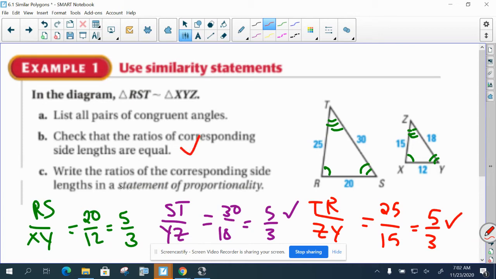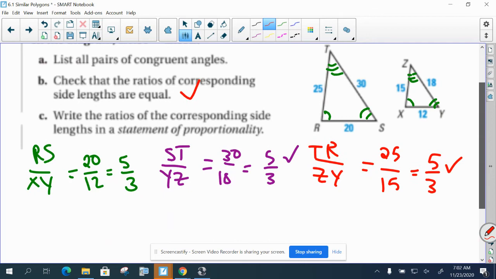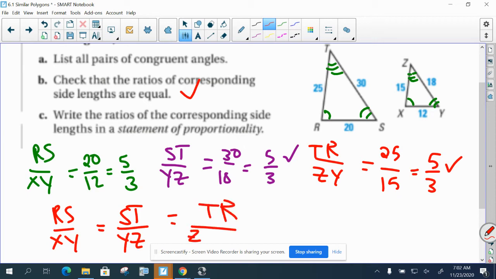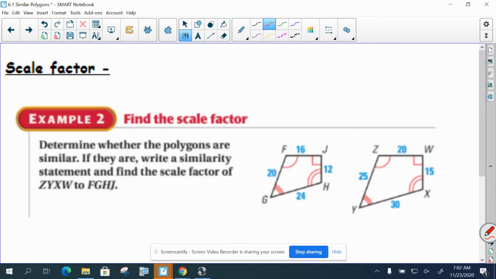We checked that. And then write the ratios of the corresponding side lengths in a statement of proportionality. So this is what you would do like from the last one. So you would say RS to XY equals ST to YZ equals TR to ZY. So you see now how those ratios are all equal to each other. That's what statement of proportionality is just saying, okay?